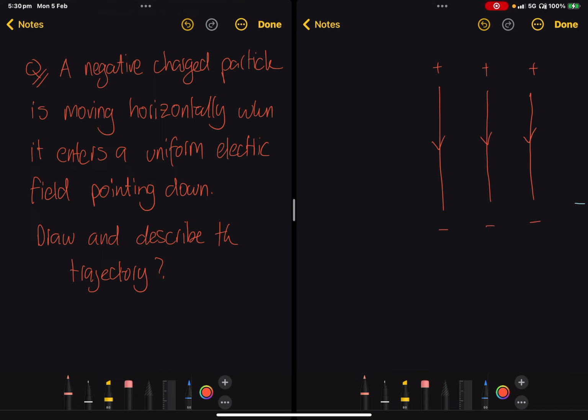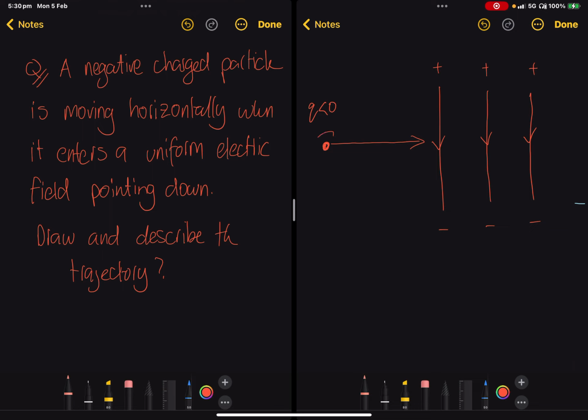So a negatively charged particle is moving horizontally, so let's put the particle over here. We're told its charge is less than 0, so it's negative, and it's going horizontally. So it goes directly horizontal over this way. It enters the uniform field that points down. Draw and describe the trajectory.